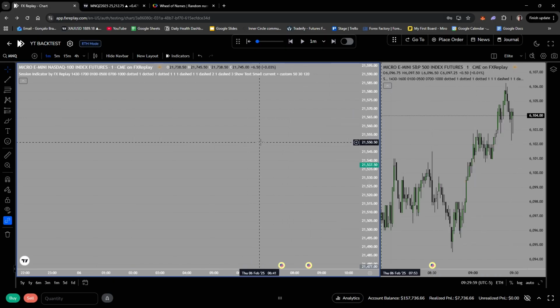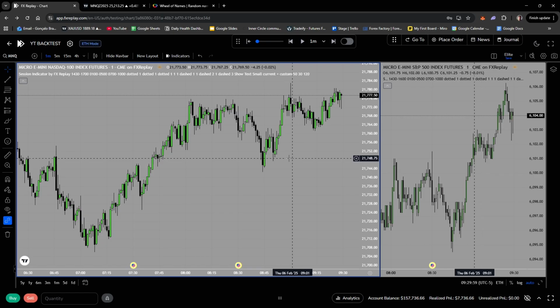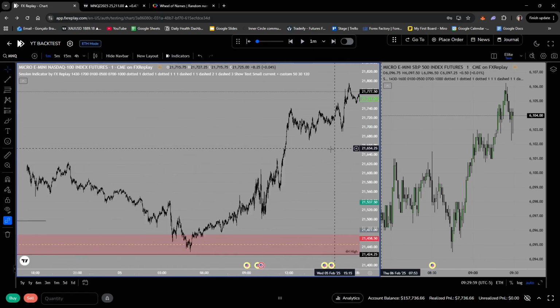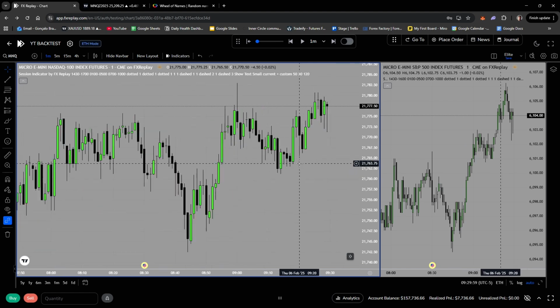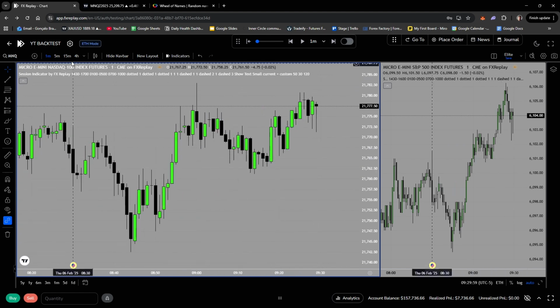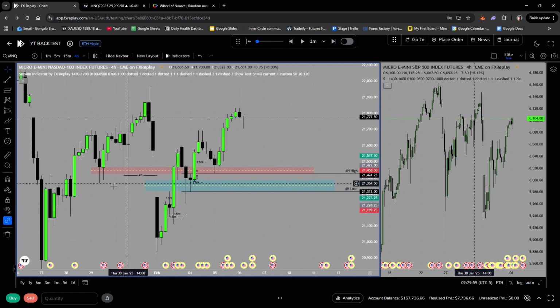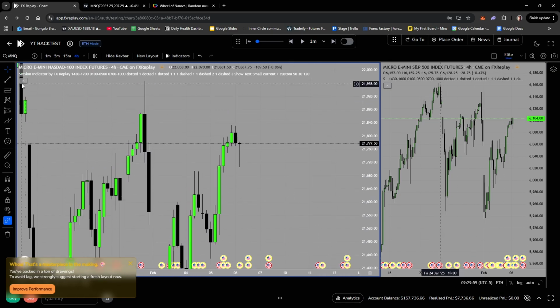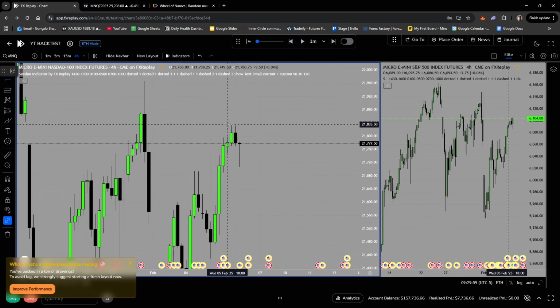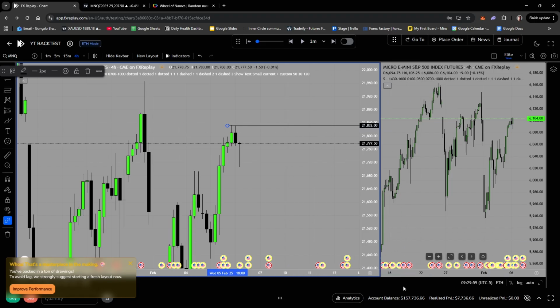Oh, we just skipped a day. That's annoying. Yeah, we just skipped this day. It's fine. Right, 9:30 open. Let's have a look. So 3k risk. So we're up 2.5 R.